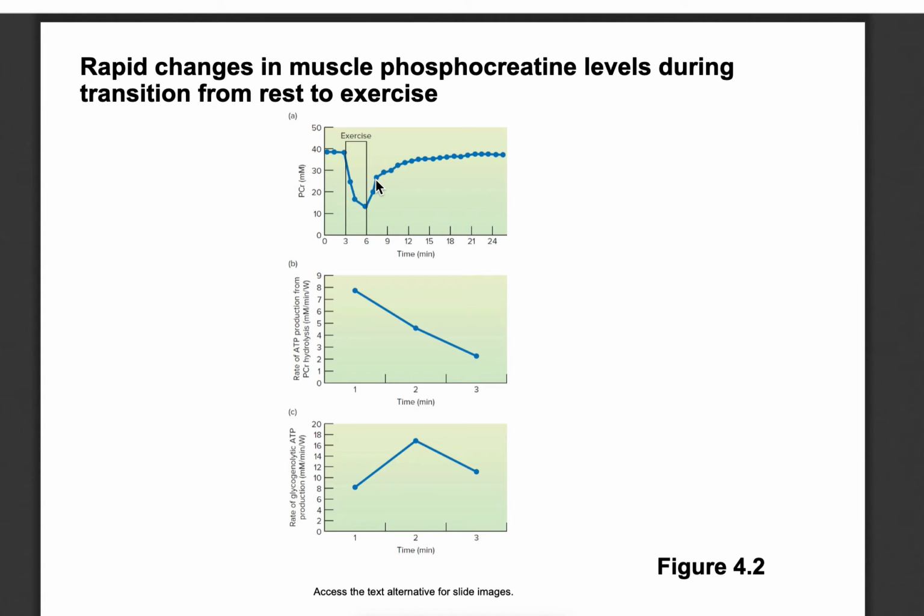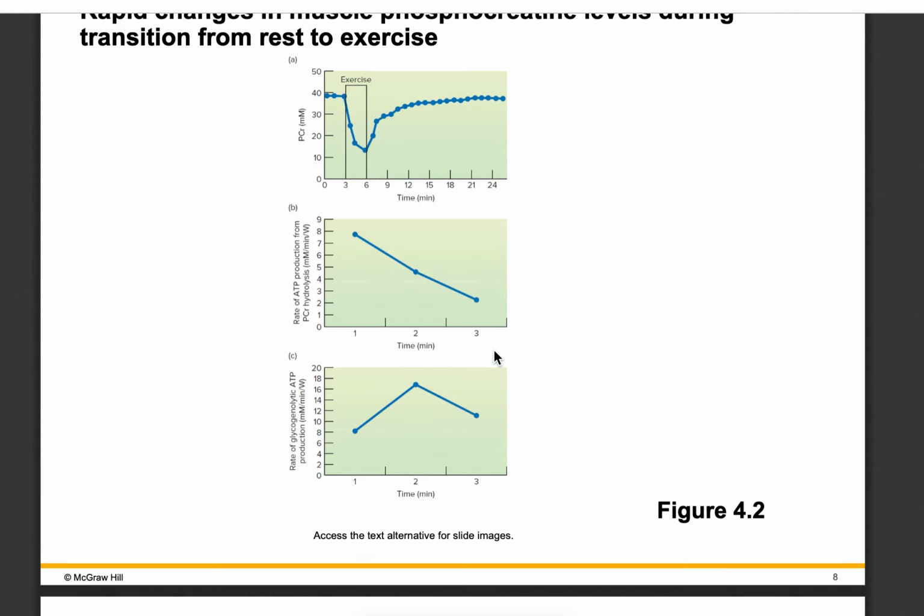And you can kind of see those levels dip down, and kind of the rate of ATP production with those. So it starts off really strong. We make a lot of ATP with phosphocreatine, and as these levels get lower, we make less and less, but we also don't have to make as much because our aerobic systems are coming on board.